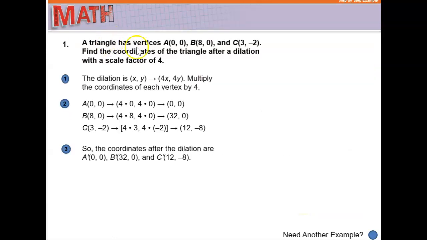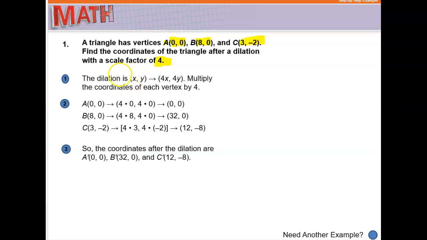So in this example, a triangle has vertices A being 0, 0, B being 8, 0, and C being 3, negative 2. Find the coordinates of the triangle after a dilation with a scale factor of 4. So here's the key piece of information. The scale factor is 4. So we're going to take each of these coordinates and multiply the coordinates by 4.